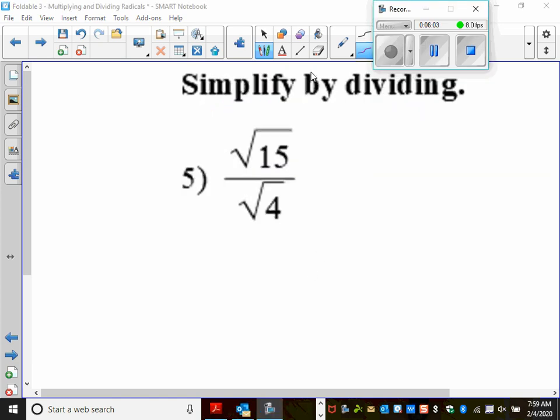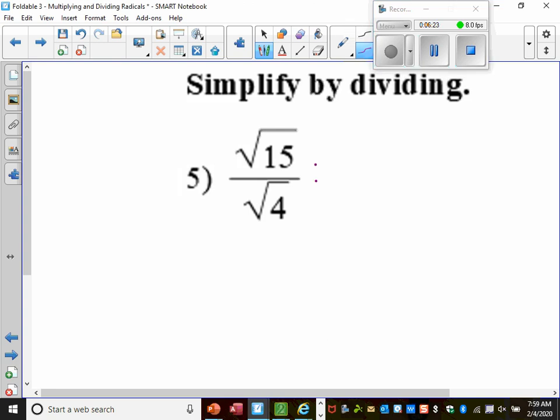So for dividing, what you want to do, if you can reduce, that's the first thing you want to look at. We cannot reduce rad 15 over rad 4. So we're just going to go ahead and say, well, 4 is a perfect square. What is the square root of 4? 2. So your answer is just rad 15 over 2. There's not anything else you can do with that. You can't break down 15 into perfect squares as factors, so you simplify that as far as it can go.